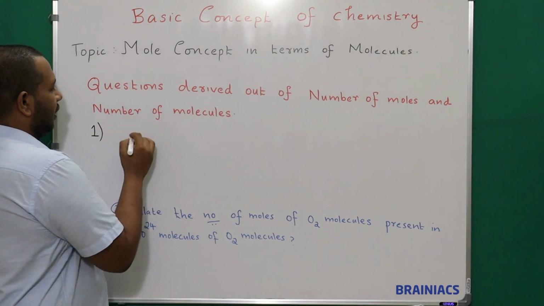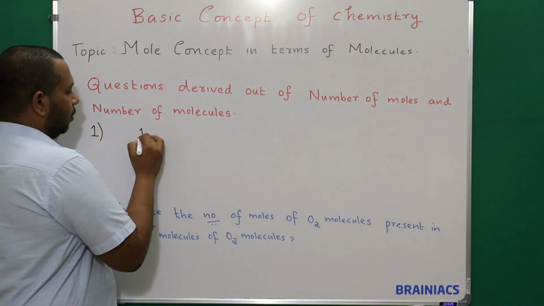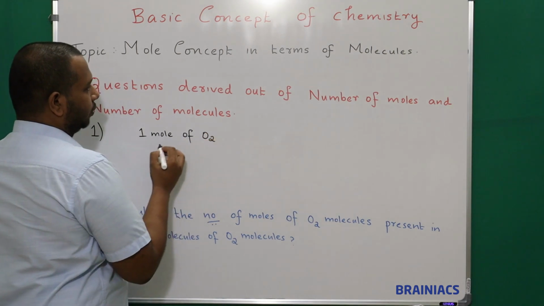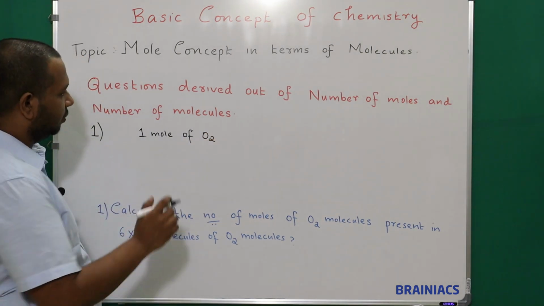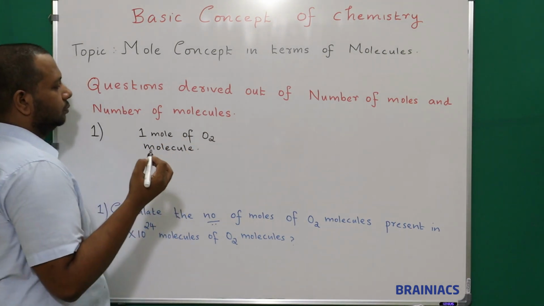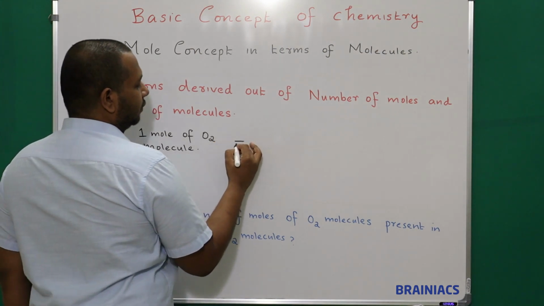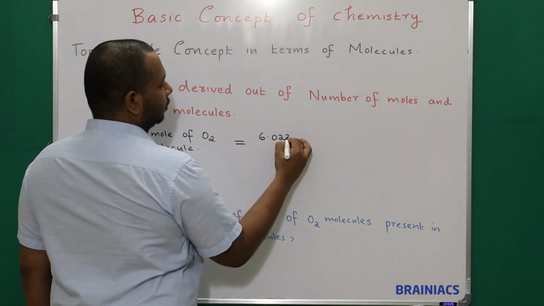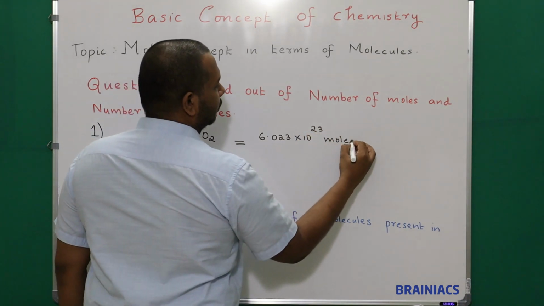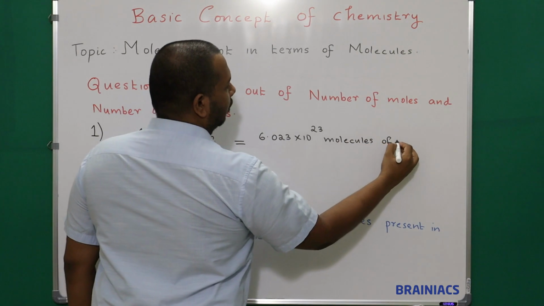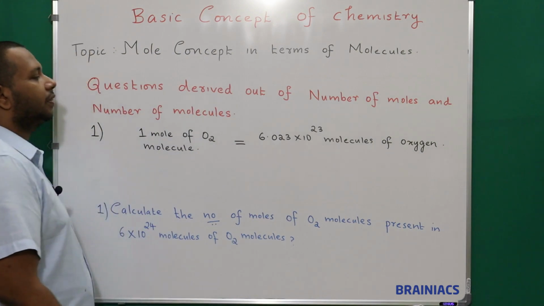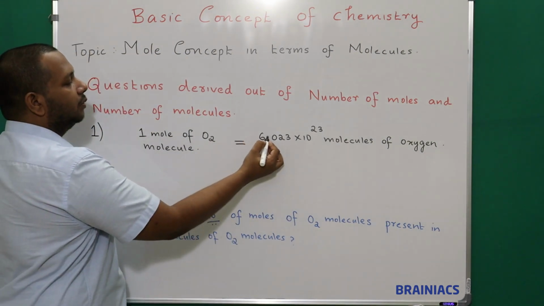First question answer. I know that 1 mole of O2 molecule will contain 6.023 into 10 power 23 molecules of oxygen. Correct? This is the fundamental relationship, I know. I think you have just seen that.